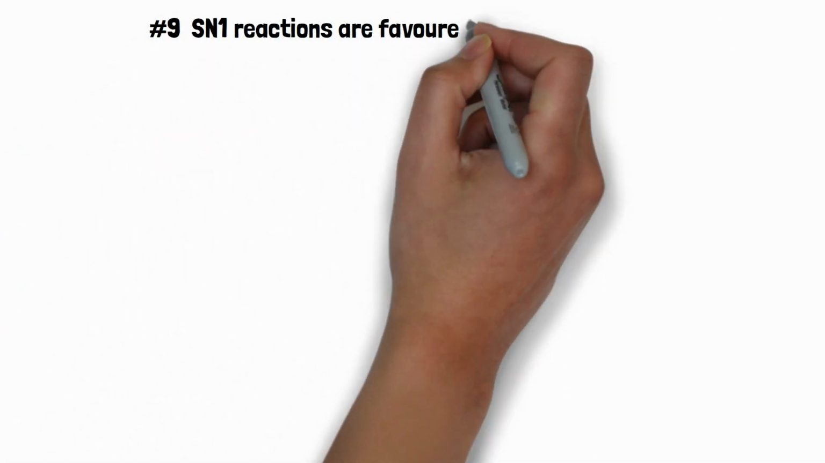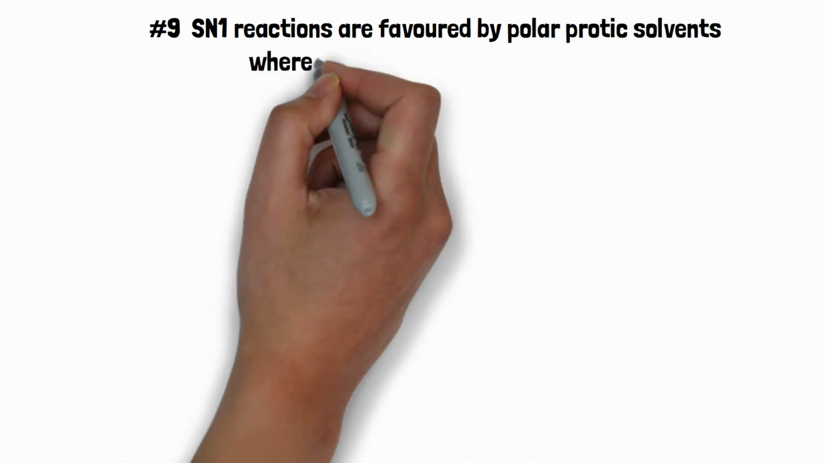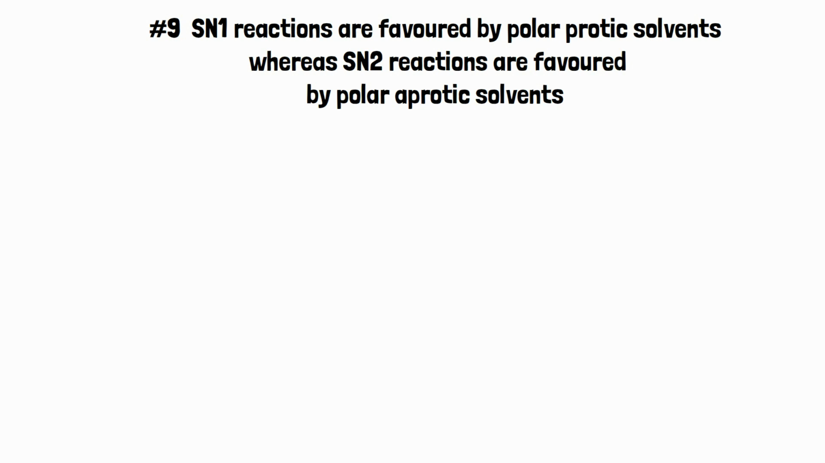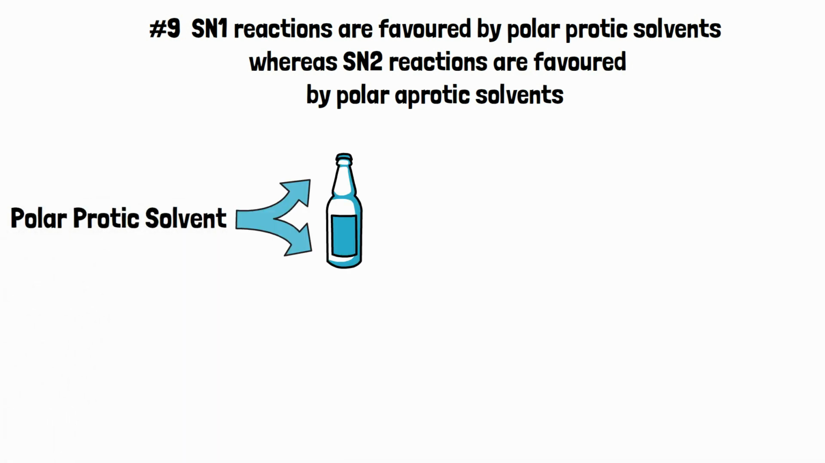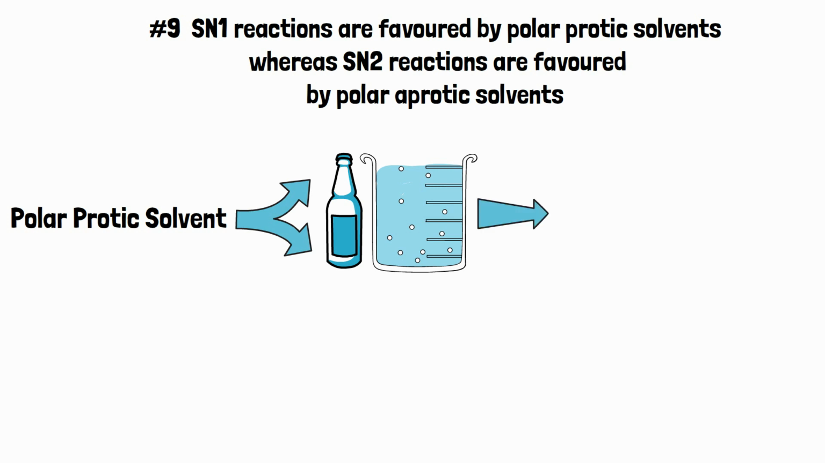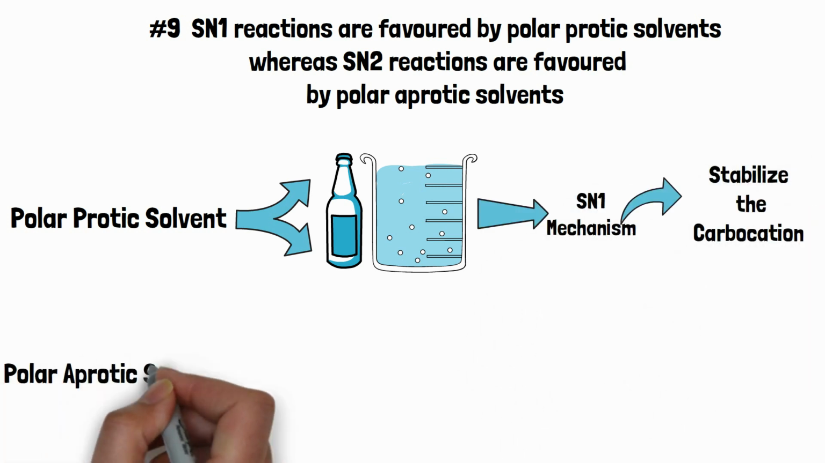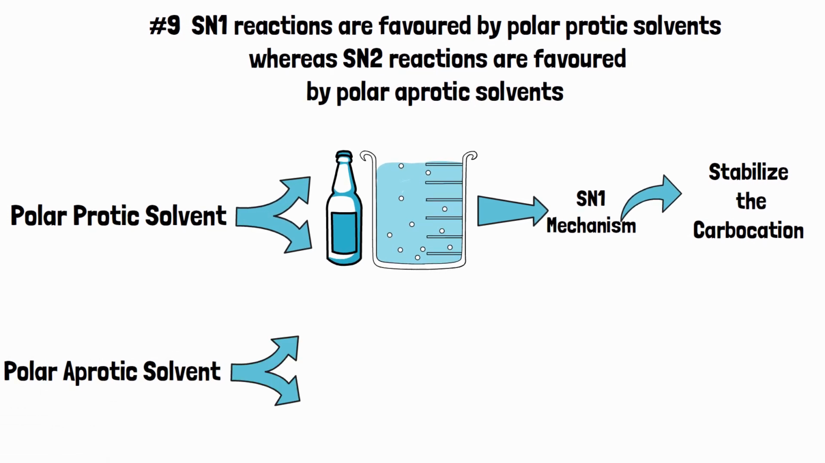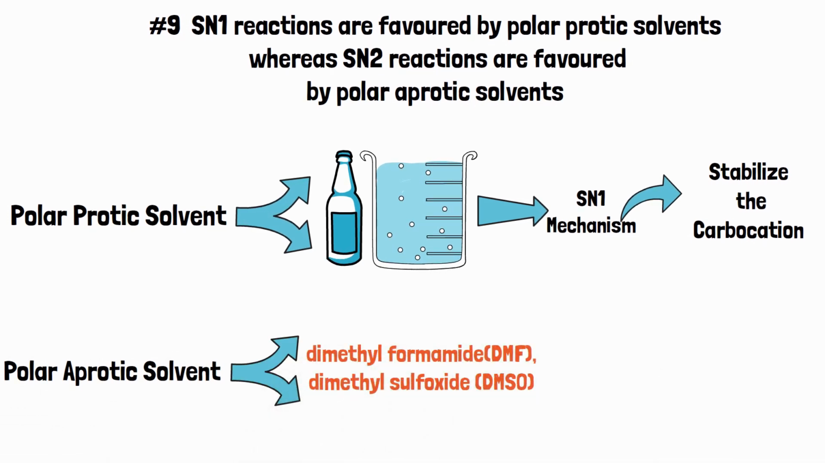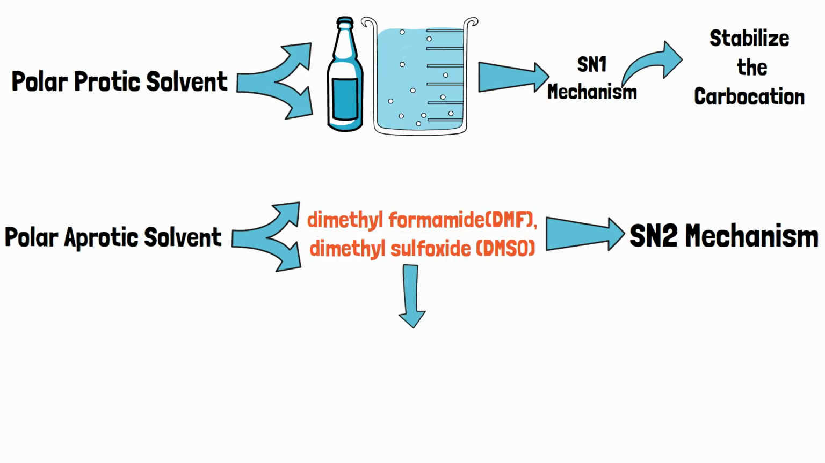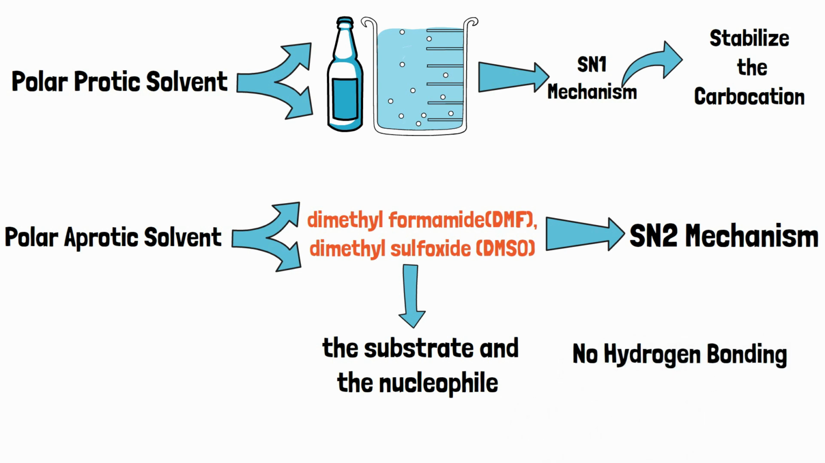Number 9, SN1 reactions are favored by polar protic solvents, whereas SN2 reactions are favored by polar aprotic solvents. Polar protic solvents such as water, alcohol, etc. favor SN1 mechanism, as these solvents stabilize the carbocation. Polar aprotic solvents such as dimethylformamide, dimethyl sulfoxide etc. favor SN2. These solvents dissolve both the substrate and the nucleophile, but do not take part in hydrogen bonding.